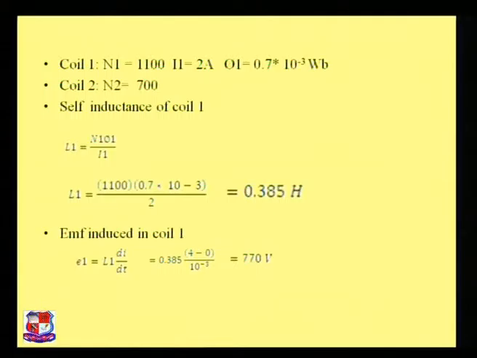After that we have to find the EMF induced in coil 1. The formula for the induced EMF in coil 1 will be E1 is equal to L1 di by dt, where L1 is the self inductance of coil 1. Putting the value of self inductance of coil 1 as 0.385, the change in current is 4 ampere with respect to the time. So we can finally get the value of induced EMF in coil 1 as 770 volt.